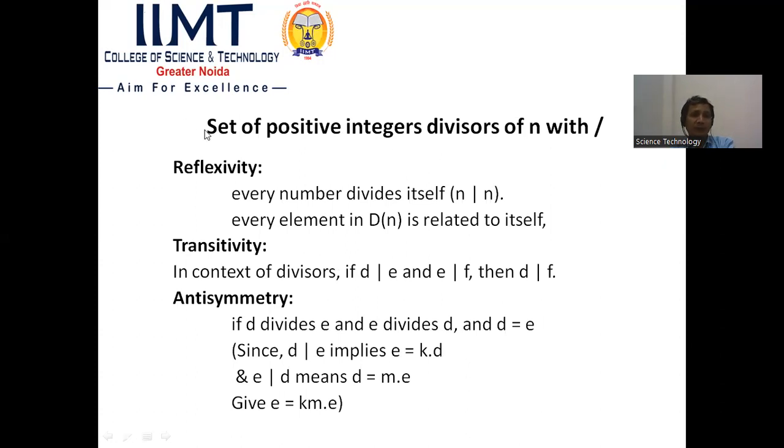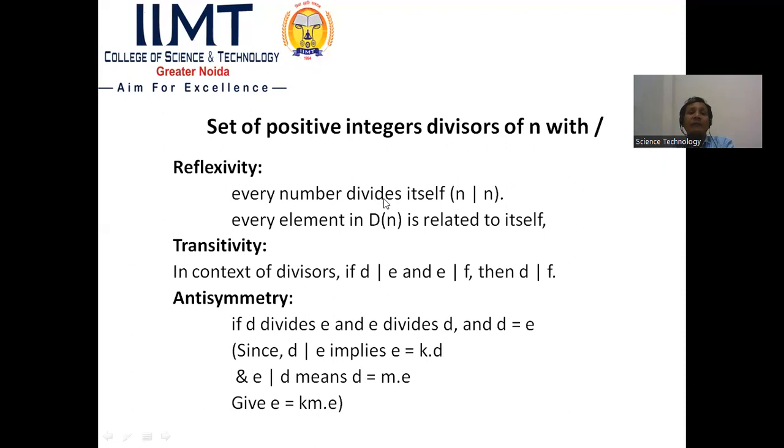relation. Moreover, the third example, we are taking the set of positive integral divisors of a number n, and we are describing this set with a relation of divide. So this relation, if it is reflexive, transitive, and antisymmetric, then we will say this relation of divide is partial order relation, and this set of positive integral divisors of n with this relation is a poset.